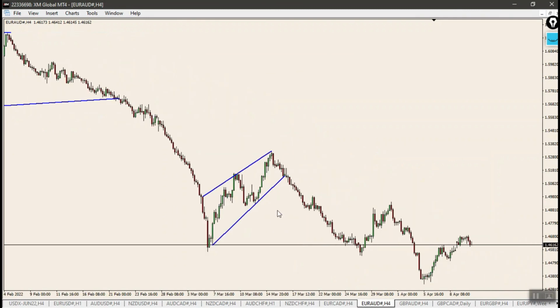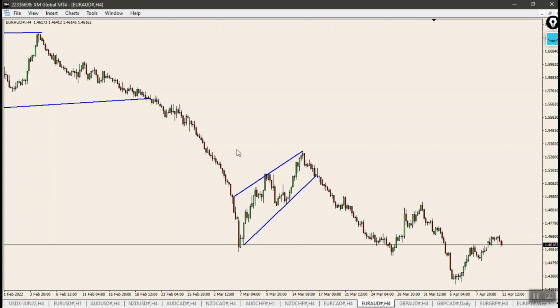So this rising wedge makes it a valid trade due to the fact that it has two touches right here, the first one and the second one, and also on the support level it has two touches. It's a valid trade, but it's not a high probability setup.